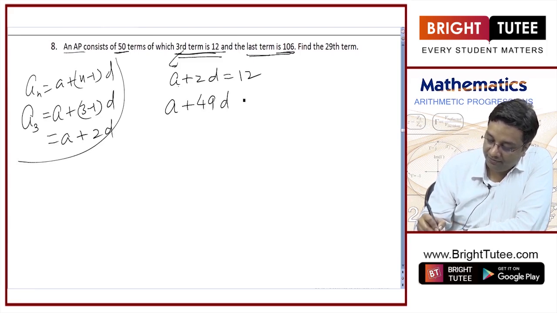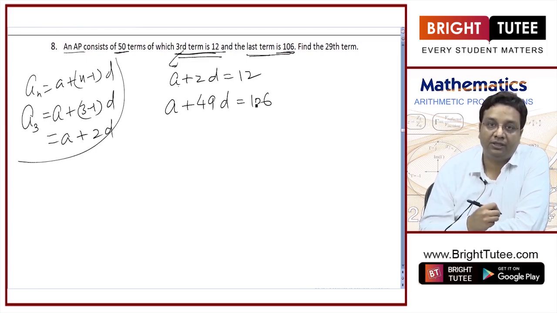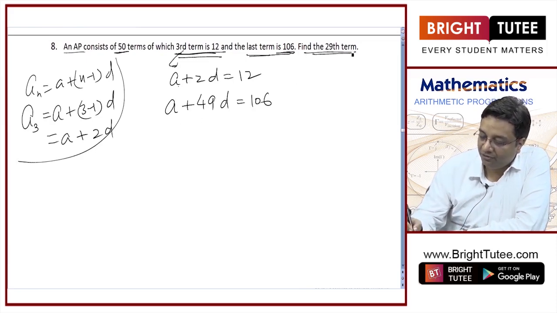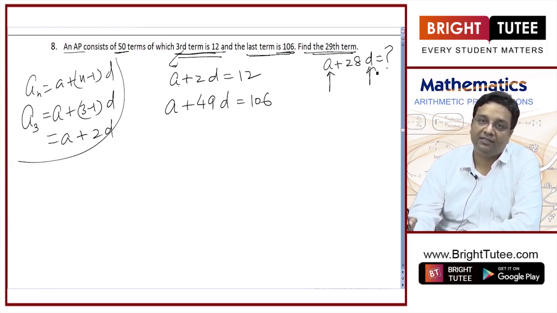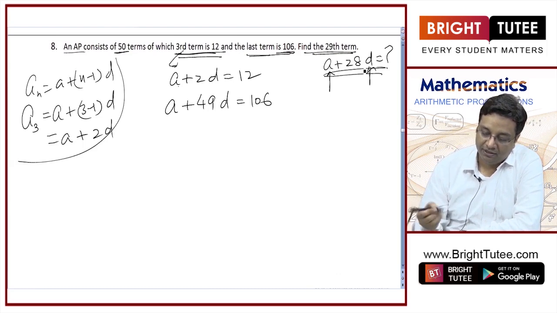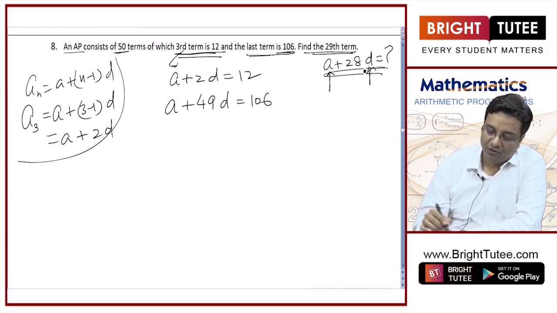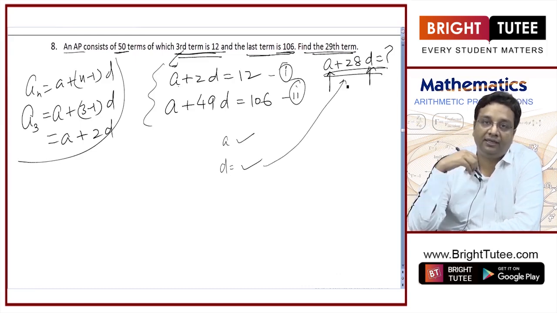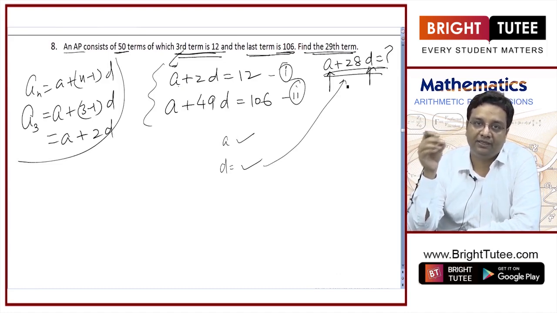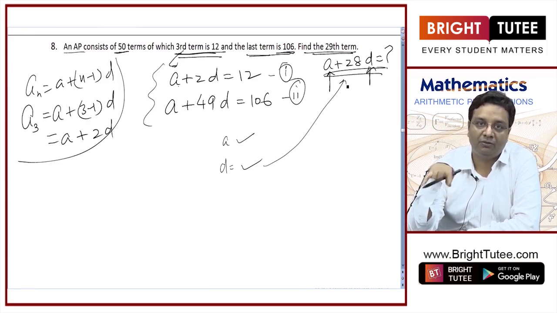So A plus 2D is given as 12 and the last term is given as 106, and this AP consists of 50 terms, right? So 50th term is 106, and what is 50th term? A plus 49D, it is equal to 106, and what we need to find out is 29th term, which is equal to A plus 28D, right? So we need to find A and D and simply plug the values here. So it is similar to the last question that we did. What you can do is you can write it as two equations, right? And then solve these two equations to find A and D, and then put the values of A and D here, and you will find the 29th term pretty easily. So I'll leave it for you to complete this question, right? So I'll move on to the next question now.